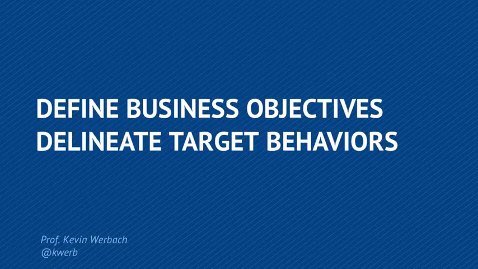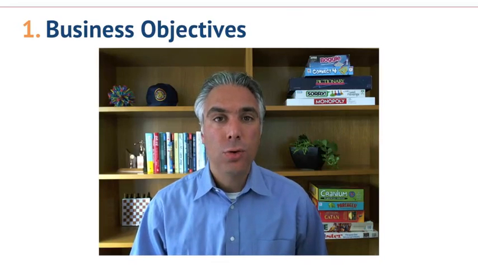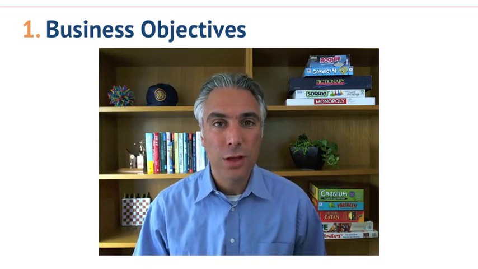The first two steps in the gamification design framework are to define your business objectives and to delineate your target behaviors. Business objectives can be just about anything. It's the goals that you want your gamified system to accomplish. So this can't be something like get people to accumulate points and badges. That's the way the system works. That might be an intermediate step that the system puts in front of the user.